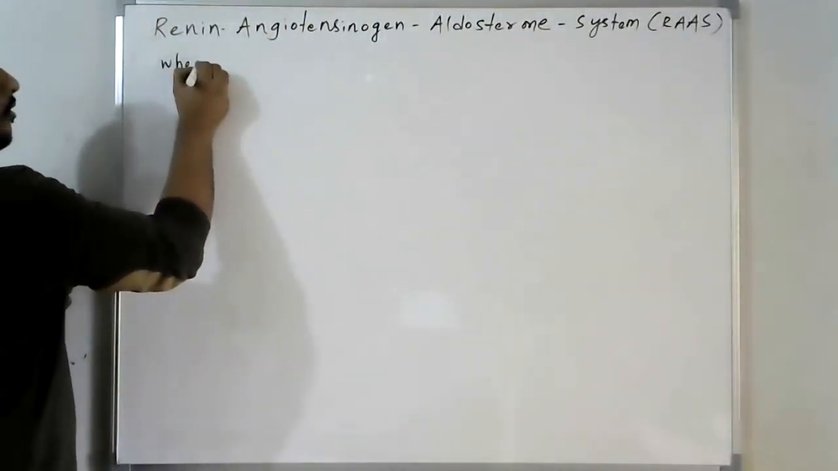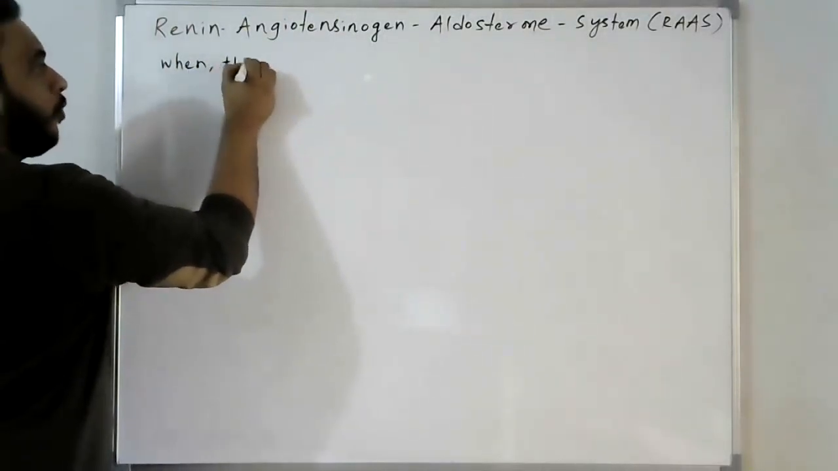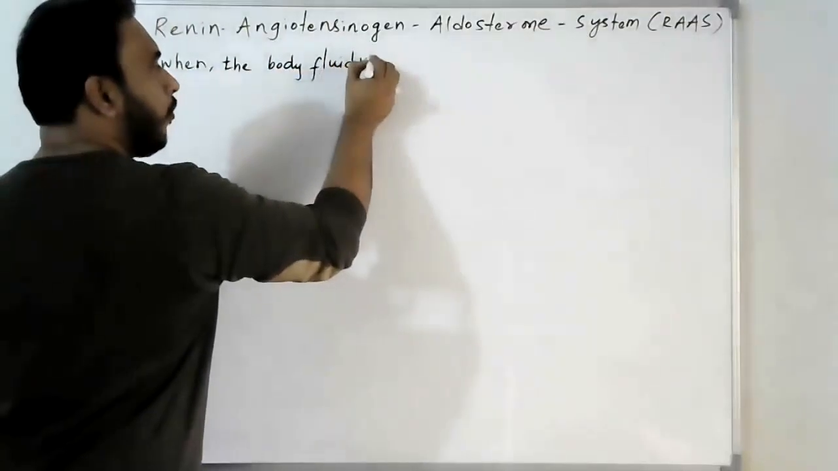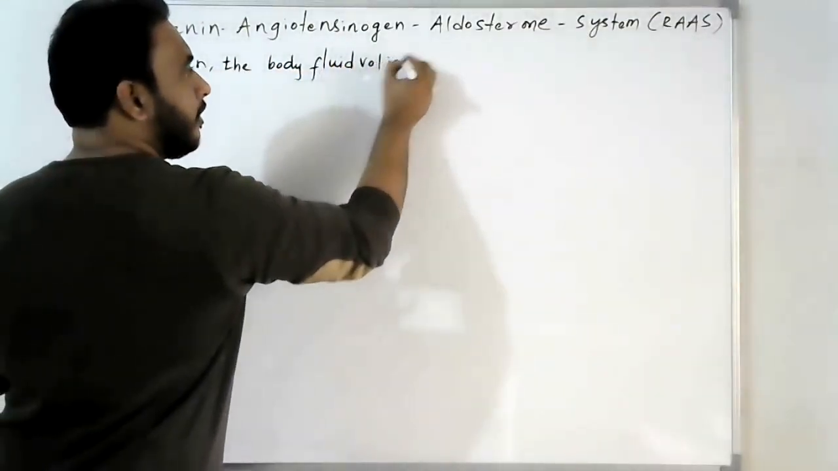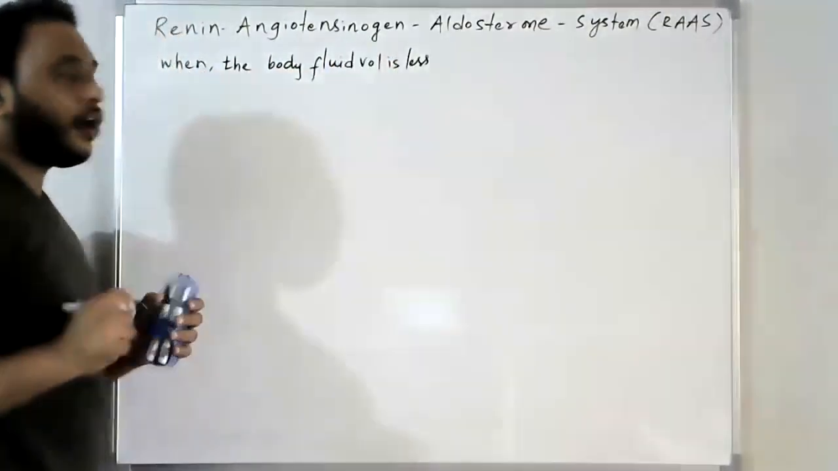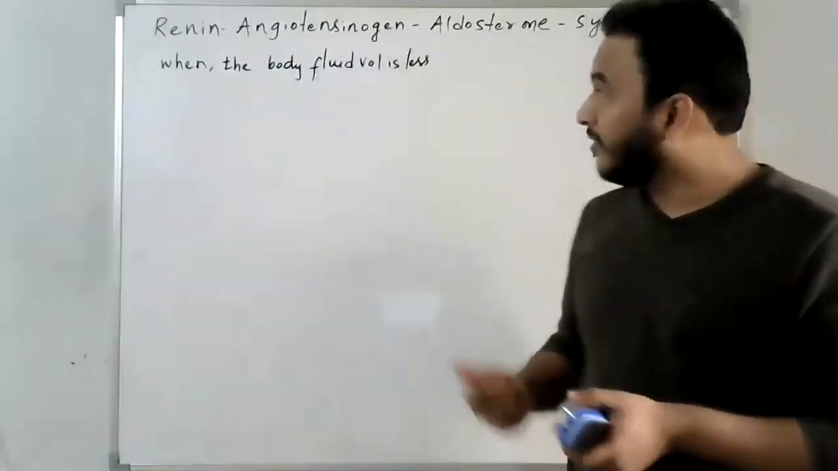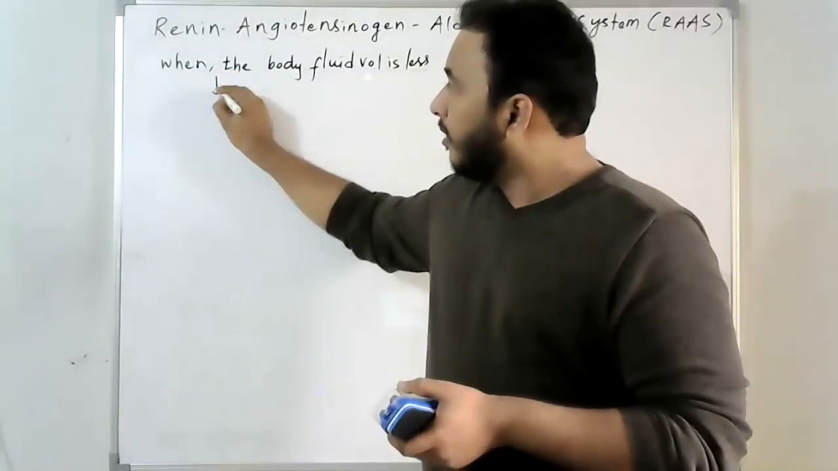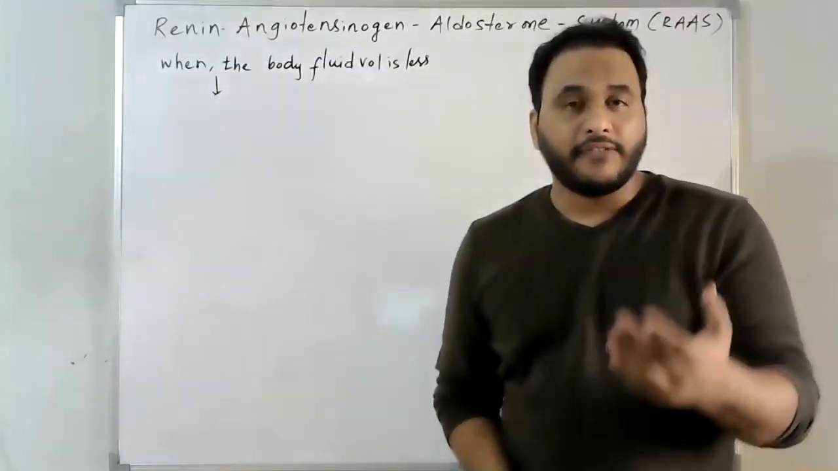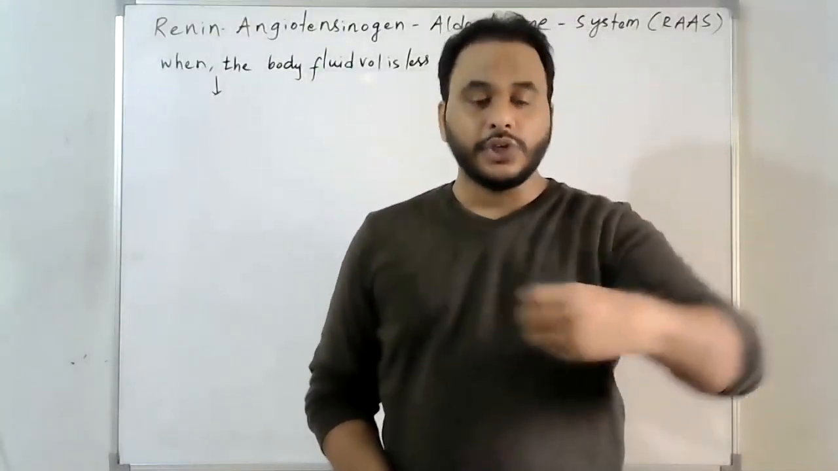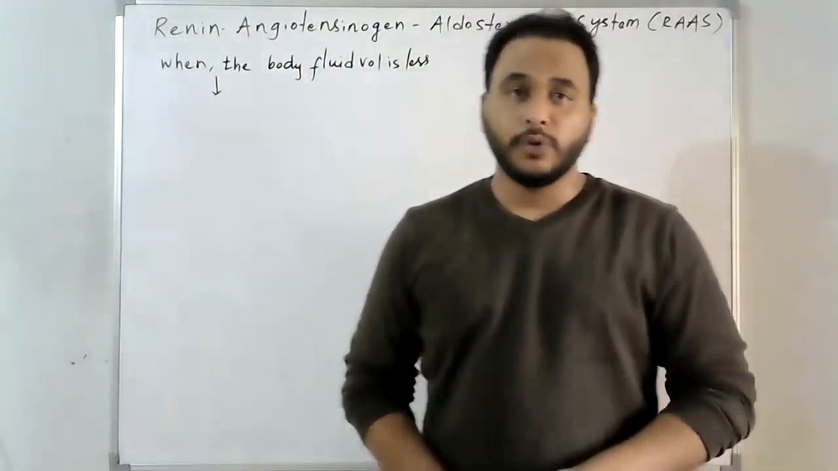When the body fluid volume is less or decreased, whatever it may be, I already discussed, the afferent arteriole is inefficient. It will become inefficient to pump the blood into the glomerulus.